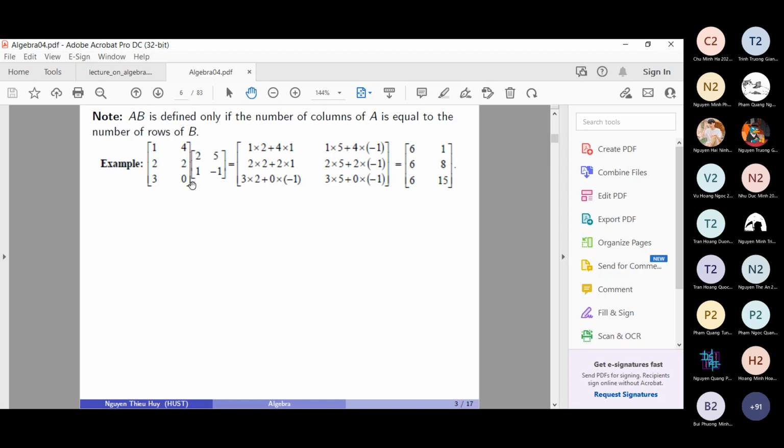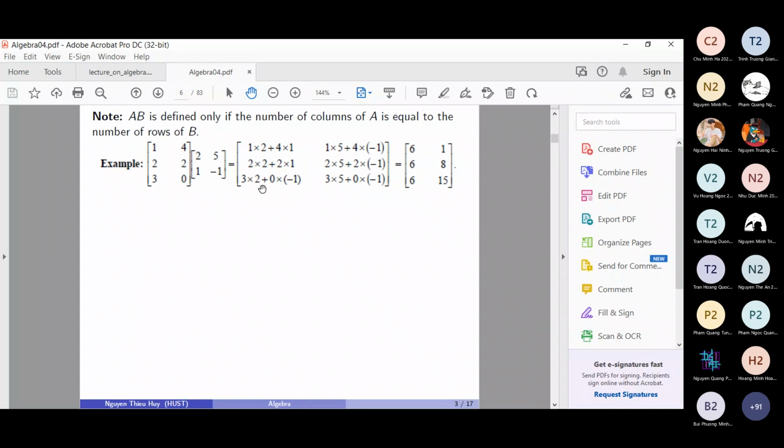The important thing here is you have to have the number of columns of the first matrix the same as the number of rows of the second matrix.